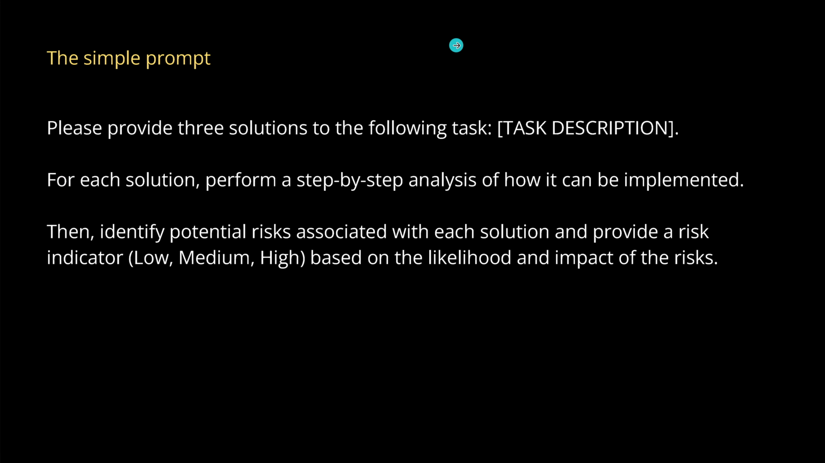And here you have it. It's 3 sentences. Please provide 3 solutions to the following task. And now we insert a task description. And then we say, hey, for each solution, perform a step-by-step analysis on how it can be implemented. And then identify potential risks associated with each solution and provide a risk indicator based on the likelihood and impact of the risks. And you might say, unbelievable. Only a machine can come up with this beautiful prompt structure.